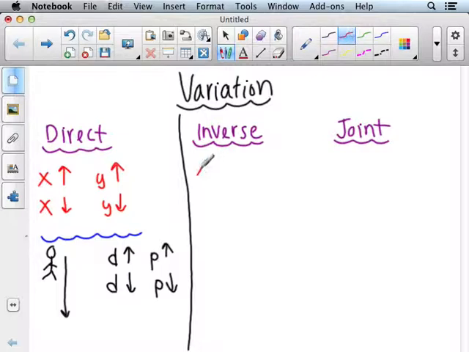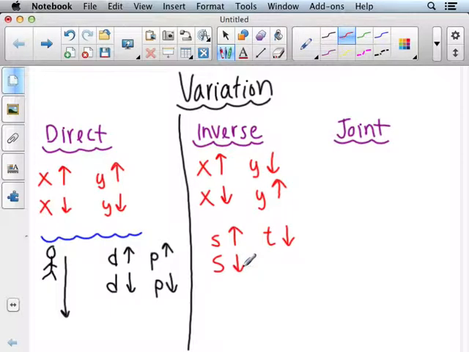So inverse variation is when one variable increases, the other variable decreases. And this works vice versa. If x decreases, then y increases. A good example here is speed. As speed increases, the time it takes you to accomplish a task decreases. As speed decreases, in other words, if you do something slower, the time it takes for you to finish that task increases. It could be driving, it could be washing the dishes, whatever. So this is a good example of inverse variation.